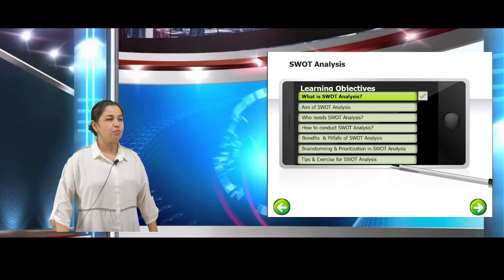So the main objective of our lesson is: what is SWOT analysis? The aim of the analysis. Who needs SWOT analysis? How to conduct SWOT analysis? There are also benefits and pitfalls of SWOT analysis, we'll look through them later. And for brainstorming, I will give you some questions and exercises according to the topic. So we'll do it all together.